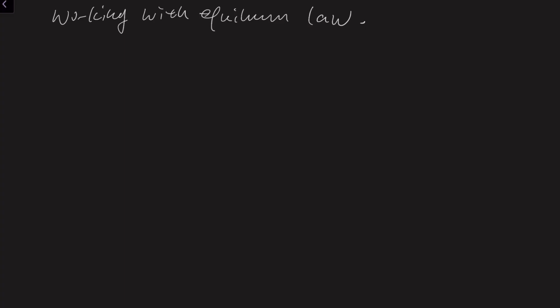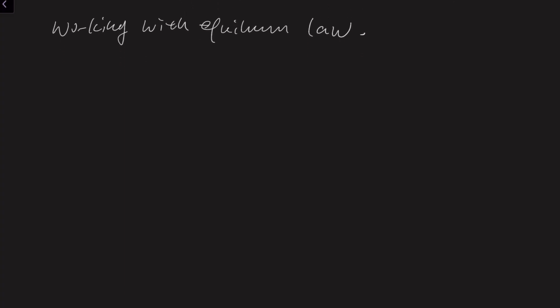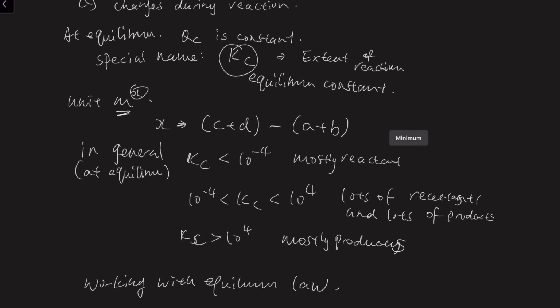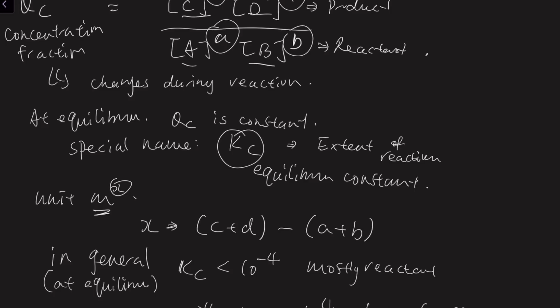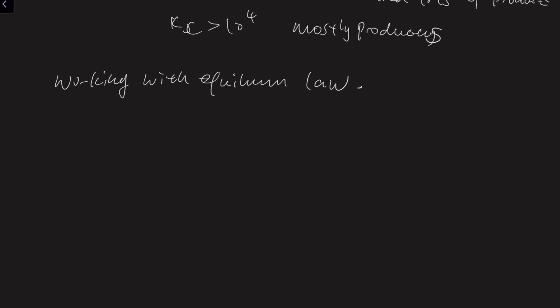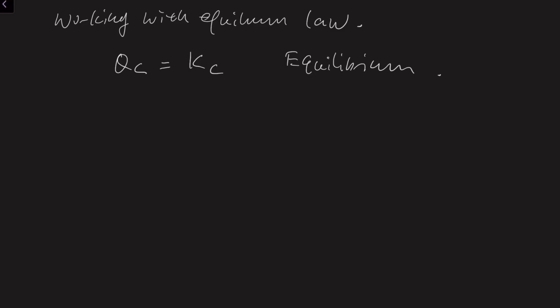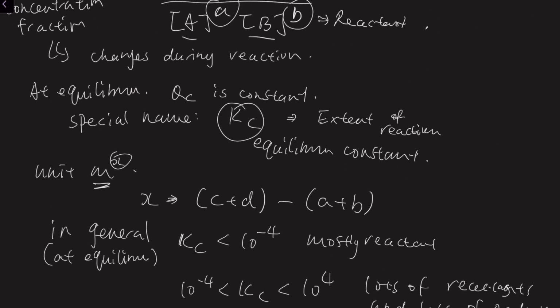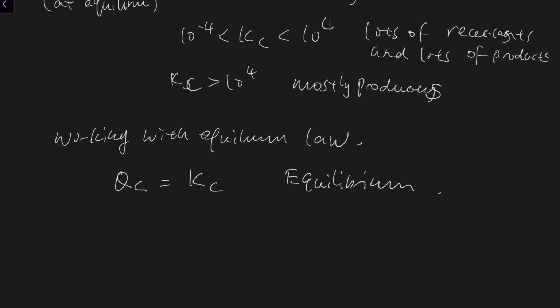We can also get more useful information by comparing Kc with Qc, so comparing the equilibrium constant with the concentration fraction. So if Qc is equal to Kc, we are at equilibrium. This is very simple to understand. It's just a definitional thing. Kc means we are at equilibrium. And if the concentration fraction is equal to Kc, then of course we are at equilibrium.